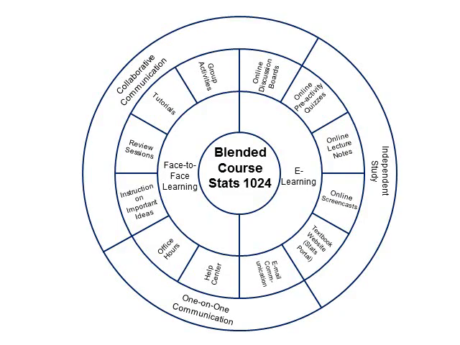Here is a summary wheel of the blended course for Statistics 1024. From the center, we have the two main components, face-to-face learning and e-learning, and the corresponding course elements moving outwards to the outer ring showing collaborative communication, independent study, and one-on-one communication. So you can see that a blended course is a blend between classroom and online learning. It is an interesting new learning format that received a lot of positive feedback from the students of Statistics 1024.